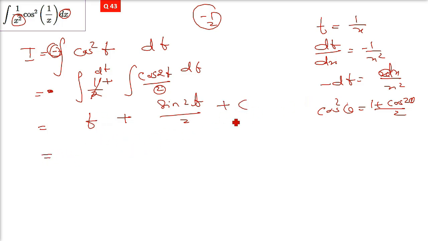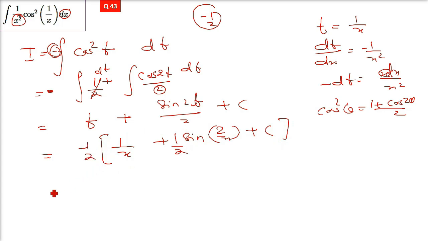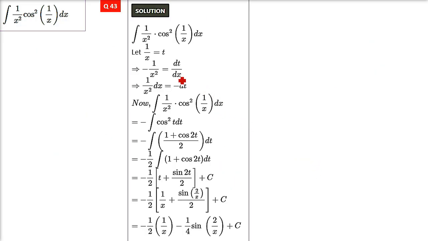Now what you have to do? You have to multiply everything by negative half. T will be replaced by 1 by x wherever it is. So sine 2 into 1 by x, so sine 2 by x you can write. This 2 is in the denominator, but still negative half is already there. So when you multiply this by negative half, this will become minus 1 by 2x, and this will be negative 1 by 4 sine 2 by x. And this negative half into c will again become a constant because it's a constant only. So this will be the final result. This is the result I was talking about.